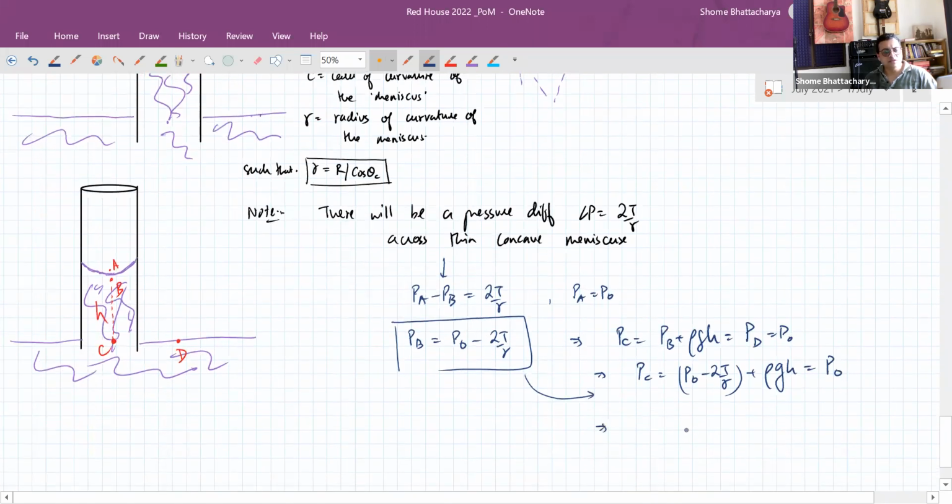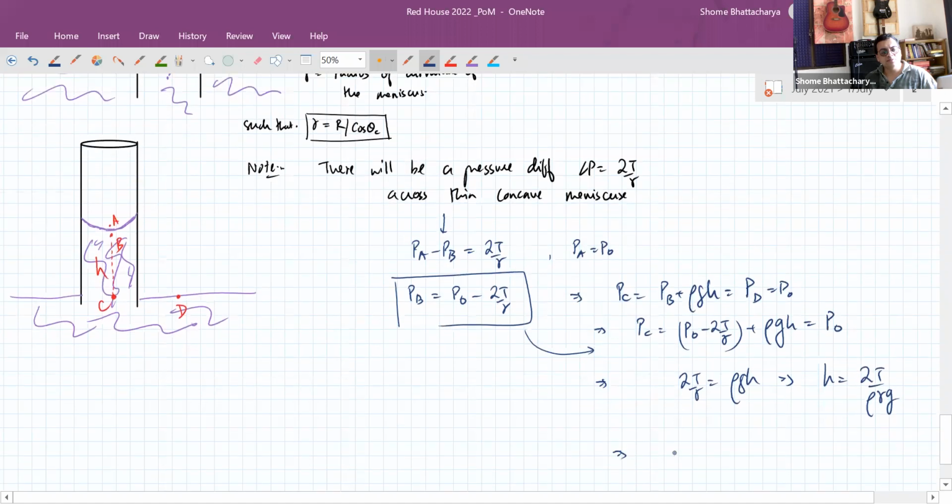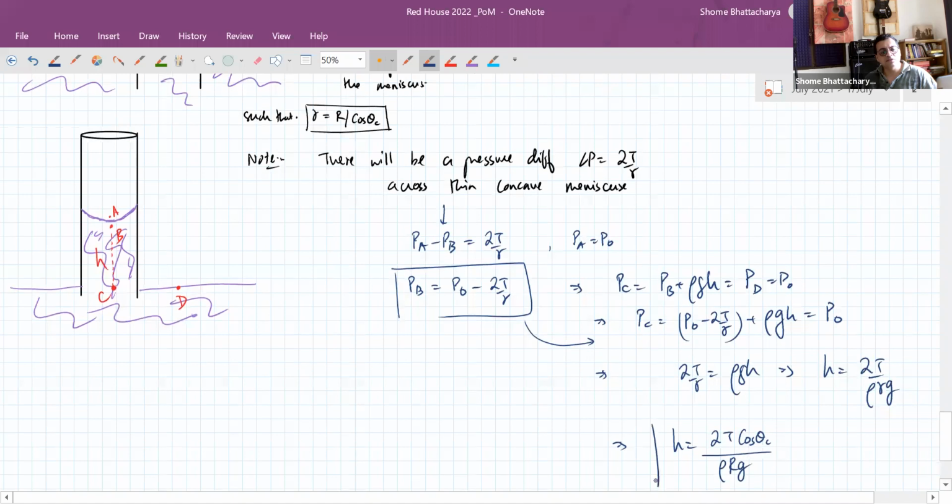So you can see from this that 2T by small r is equal to rho gh, or h is equal to 2T divided by rho into small r into g. And small r is the radius of the meniscus. So we'll express it further in terms of the radius of the capillary. So that will become this. This is the derivation of the other important formula, which is the capillary rise.